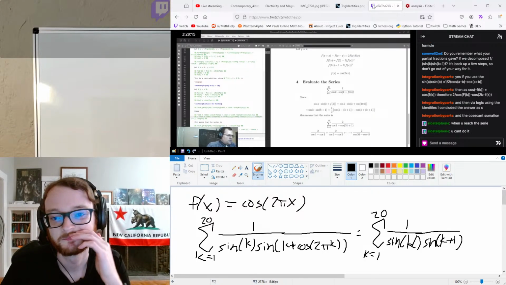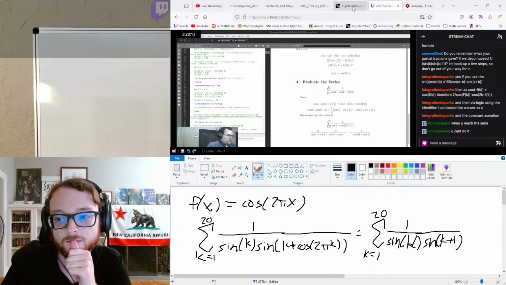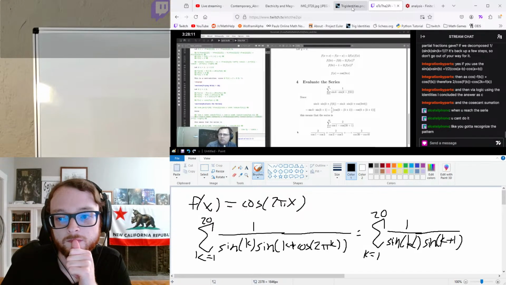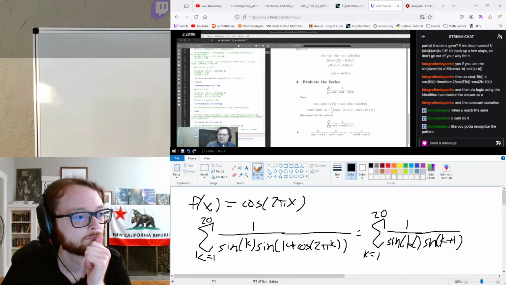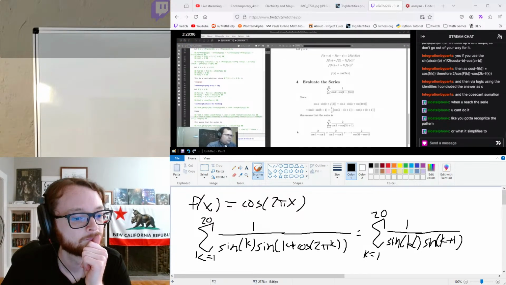Cosecant squared. See, that's the connection I don't see. I wish I could see it. I want to see it.